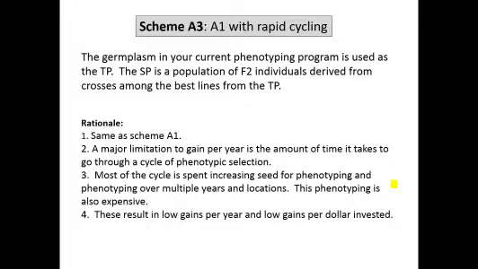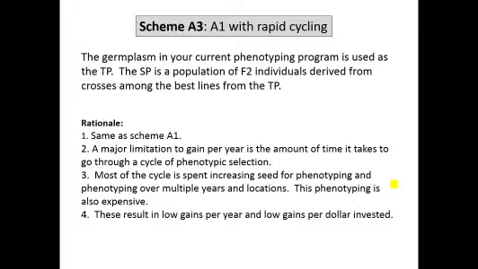As before, the germplasm in your current phenotyping program is used as your training population. And as I've outlined this Scheme A3, the selection population now is a population of F2 individuals derived from crosses amongst the best lines in your training population.